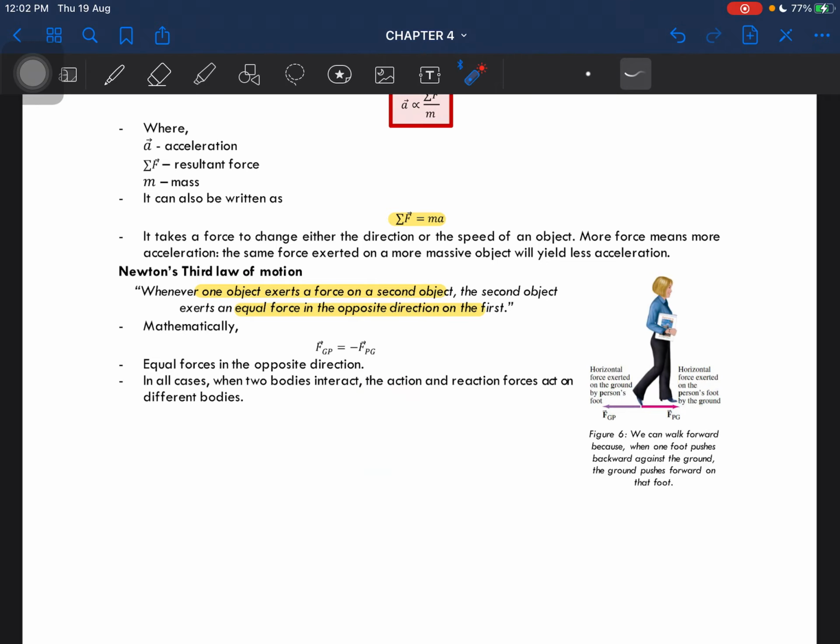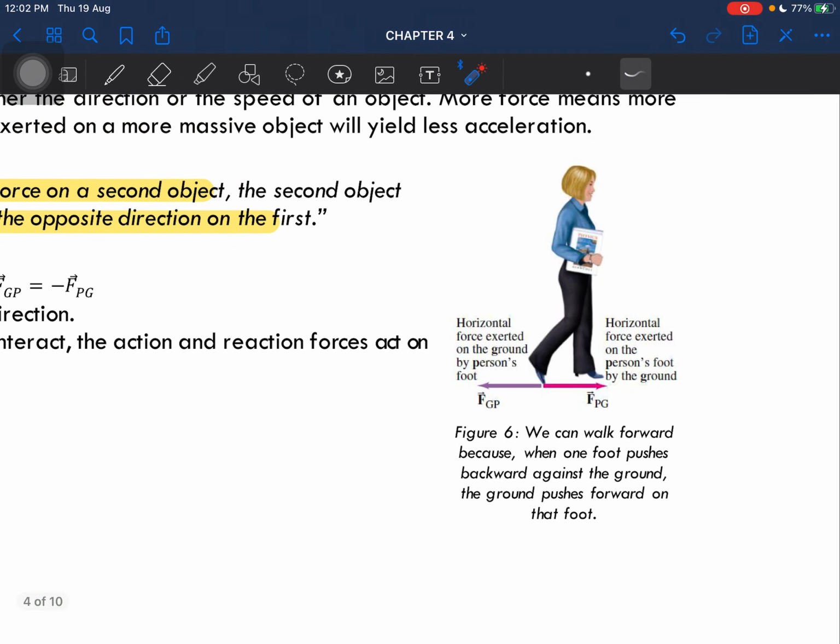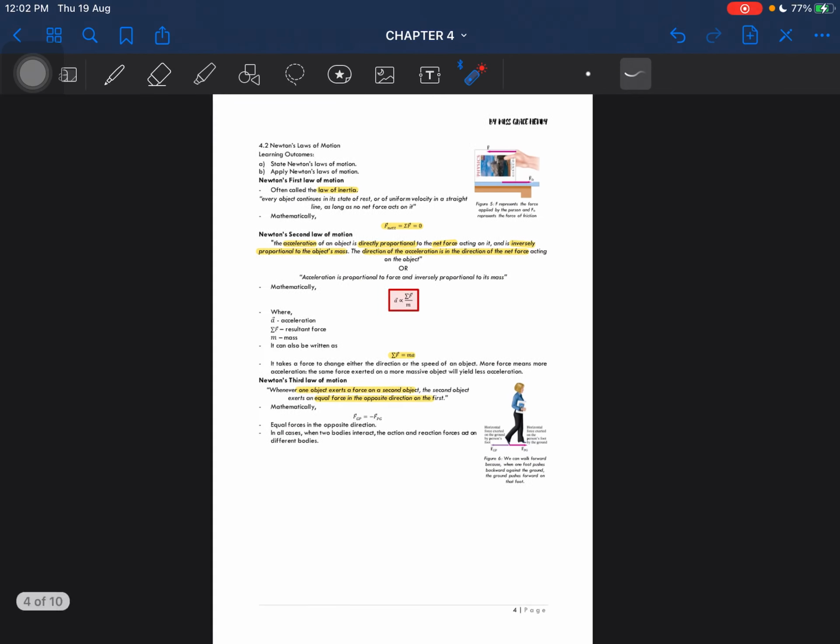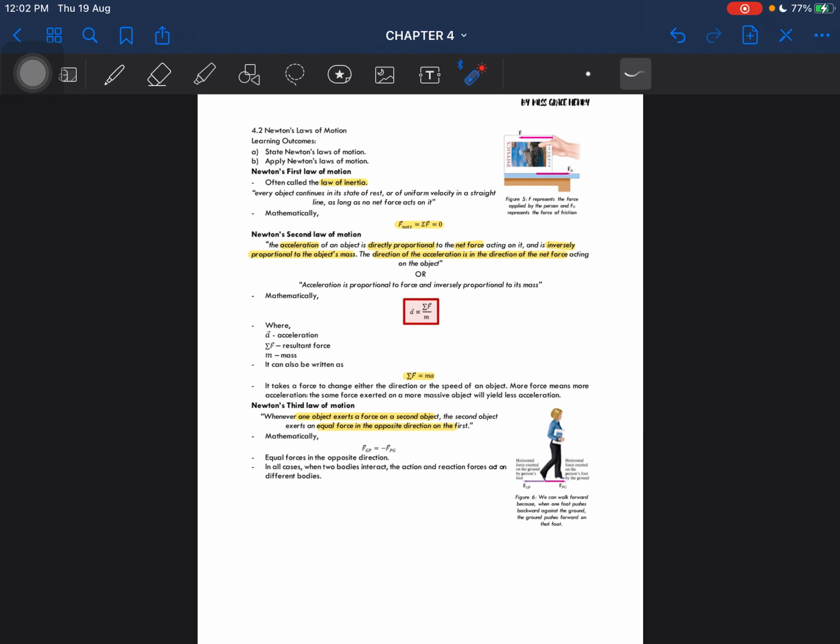For example, we can walk forward because when one foot pushes backward, the ground actually pushes our foot back. So that's why we can walk. That is the explanation of the action and reaction forces. So that is the theory part in our subtopic 4.2.